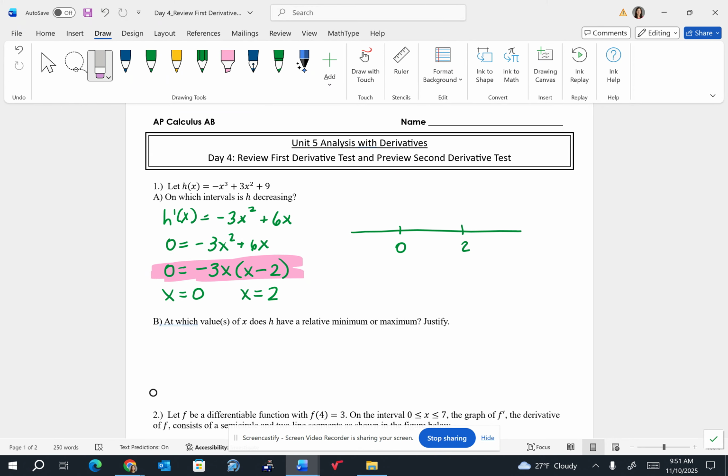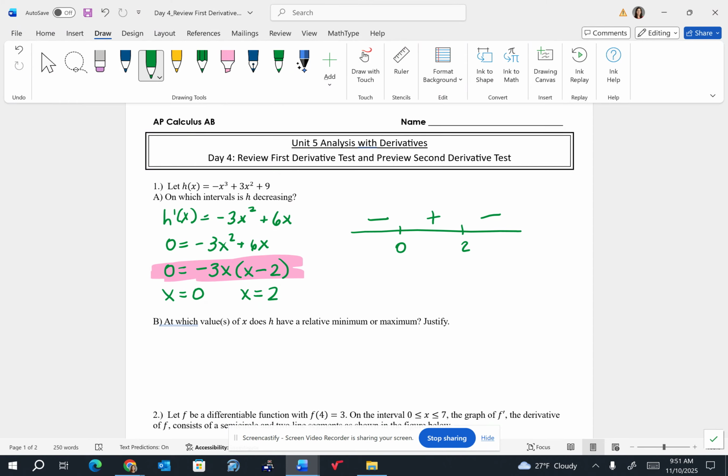So if I plug in negative 1, I get a positive times a negative, which is negative. If I plug in something between 0 and 2, let's do positive 1, I get a negative times a negative, which is positive. And if I plug in something bigger than 2, like 3, I get a negative times a positive, which is negative. It's asking me on which intervals is h decreasing, so I'm looking for where h prime of x is negative.